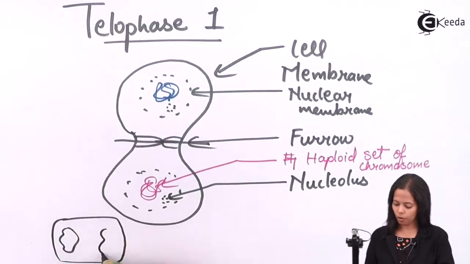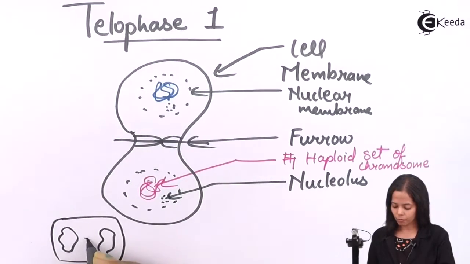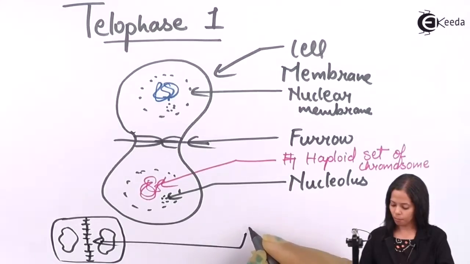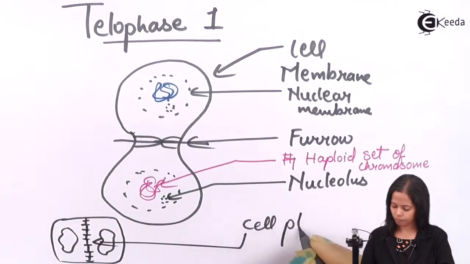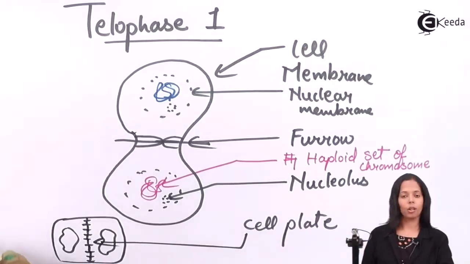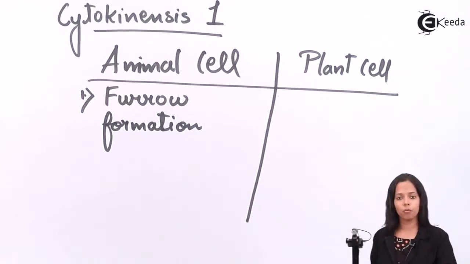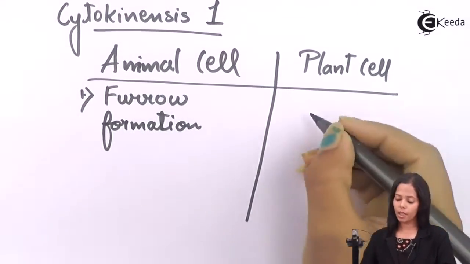Assume the nucleus is already divided. Now it is telophase. In case of telophase, from the center, the structure starts getting formed and it moves towards the periphery from both sides, and the structure is called the cell plate. So like the furrow in animal cell, in cytokinesis of plant cell, which structure is formed? Cell plate.